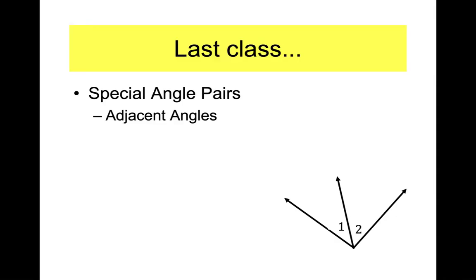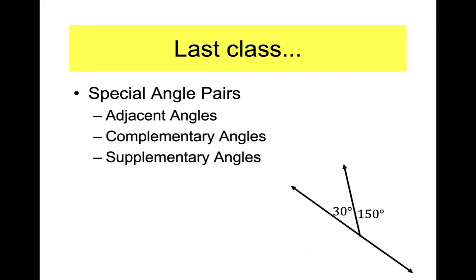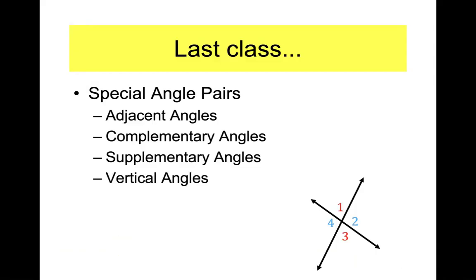Last class, we were introduced to three more relationships when you have two angles. The first one was complementary angles. Two angles added up to 90. They could be adjacent. They don't have to be adjacent. Supplementary angles, two angles that add up to 180. They could be adjacent. They don't have to be adjacent. And then the last one was vertical angles. Remember, angles that are opposite one another when you make this X formed by either segments, rays, or lines.